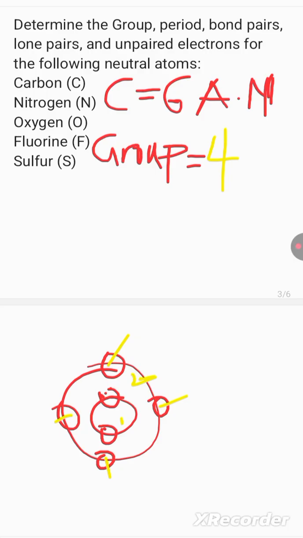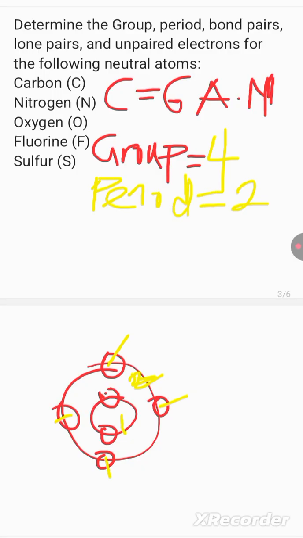Now you count the shells that we have there. We have 1 and 2. This gives you the period. So it is in period 2.